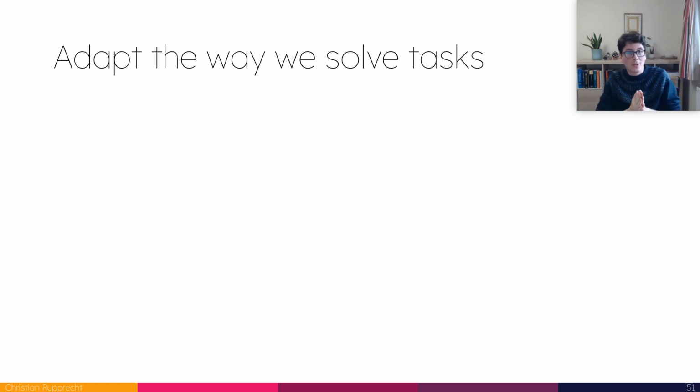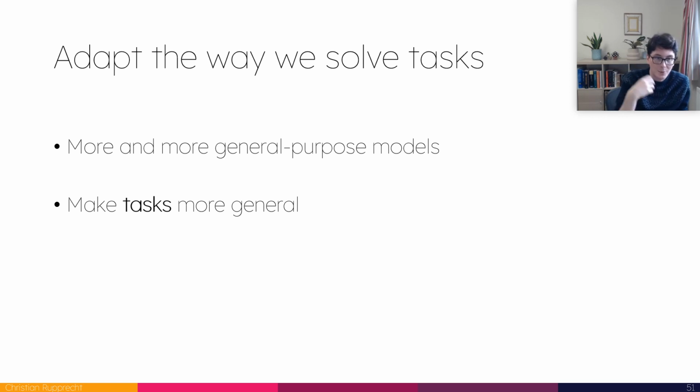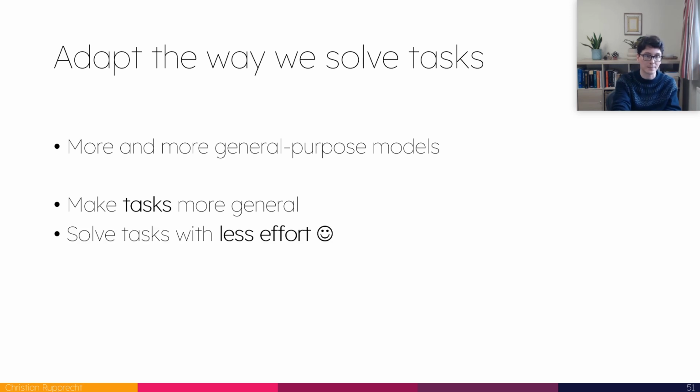So to conclude this talk, I hope I have convinced you that since computer vision is moving towards these very generic pre-trained models that we can all use, we should also adapt the way we solve tasks. We should use these models that become more and more general purpose to solve tasks that are also more and more general purpose. So we have to make the tasks that we're solving more general so that they can be applied to way more different applications than we are currently doing.